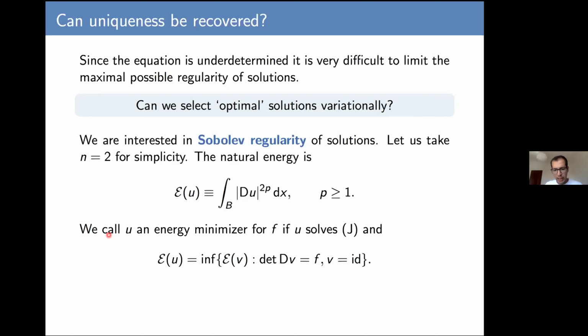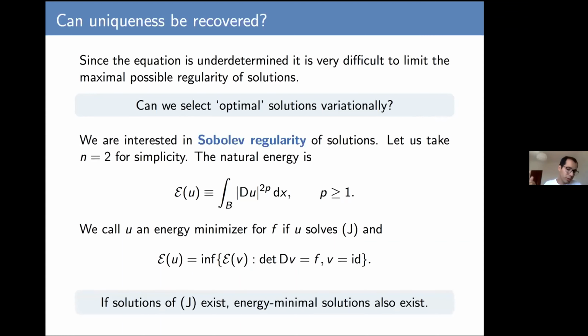Just to be more precise, I will say that u is an energy minimizer for f if it is a solution of my equation and if it has the least amount of energy among all other solutions, right? So it's the basic definition. And the good thing about this definition is that it's very easy to see that if you have one solution of the equation, say in W^{1,2p}, then you get an energy minimal solution. You just apply the direct method and you use the weak continuity of the Jacobian, and it follows immediately. So existence is essentially trivial in this setting. That is a good thing. We do not have to worry about existence of minimizers.